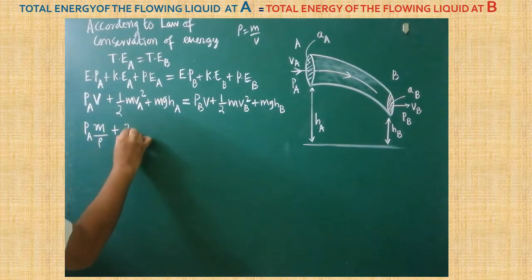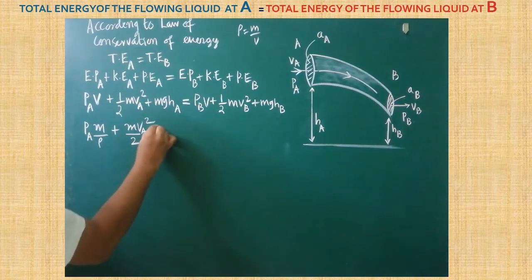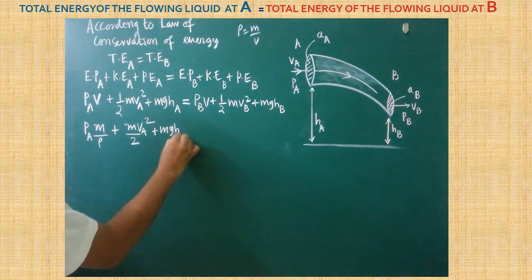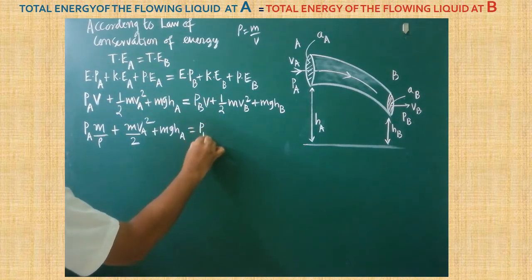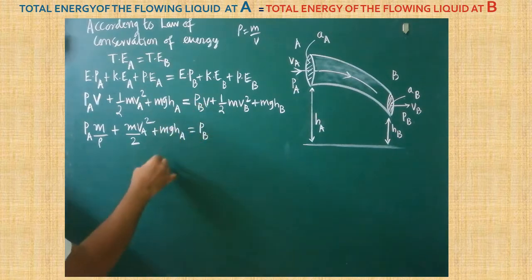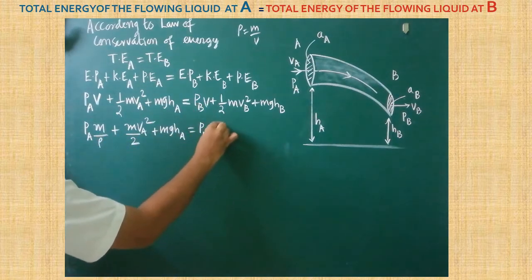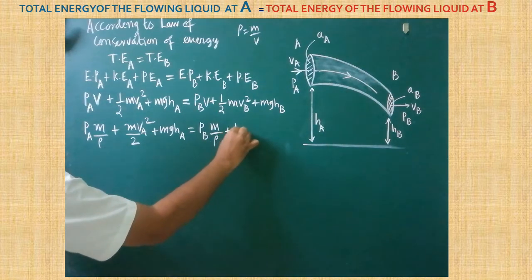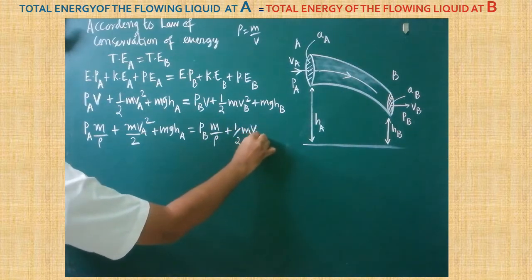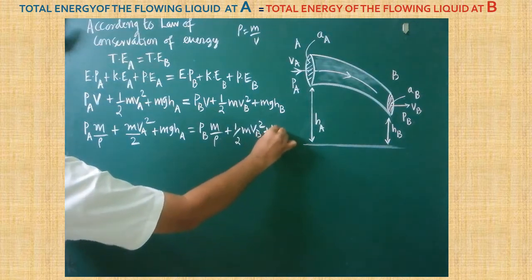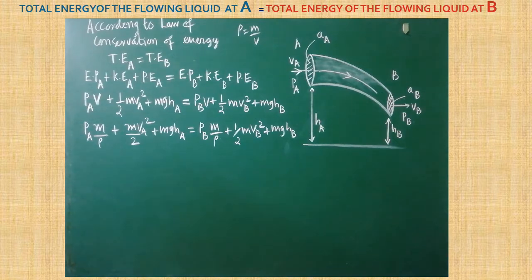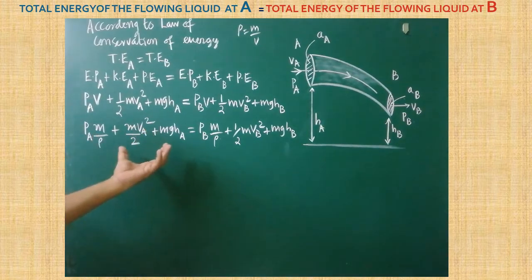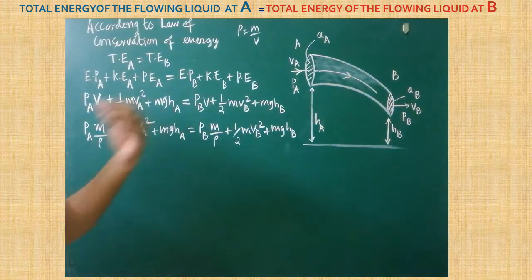Again you rewrite this: m VA square divided by 2 plus m g HA, and then here also you replace this PB V. What is V here? Same thing, m divided by rho, plus half m VB square plus m g HB. So everything is written. Total energy at A is equal to total energy at B.